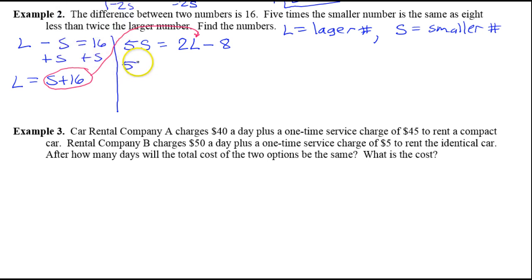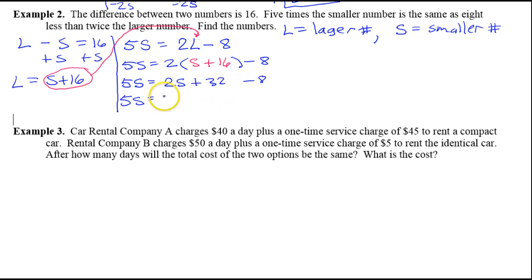So that will give us 5s is equal to 2 times L. But instead of L, we will put S plus 16. So we have 5s is equal to 2s plus 32 minus 8. So we have some like terms here, 32 minus 8. So we have 5s is equal to 2s plus 24. Now let's get these s terms together by subtracting 2s from both sides. So that's going to give us 3s is equal to 24.